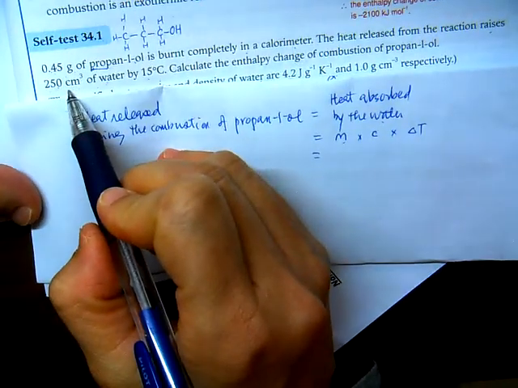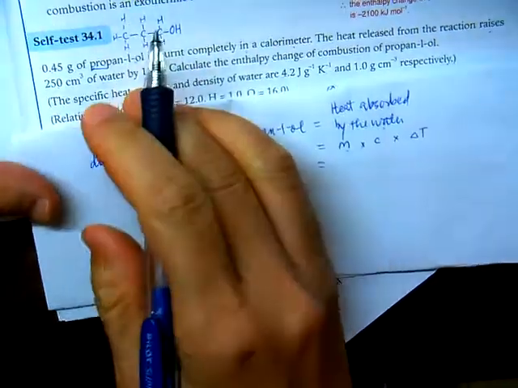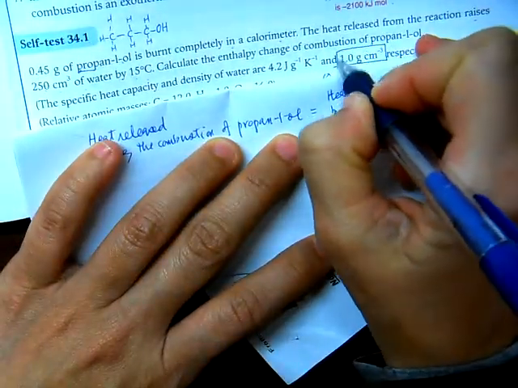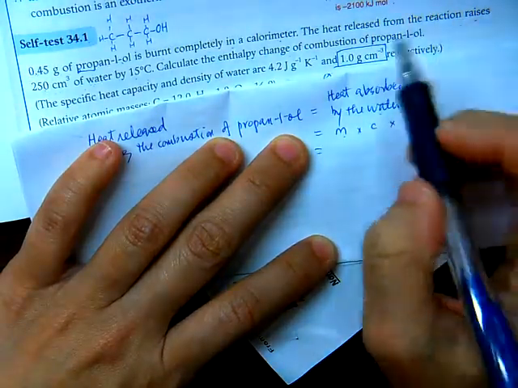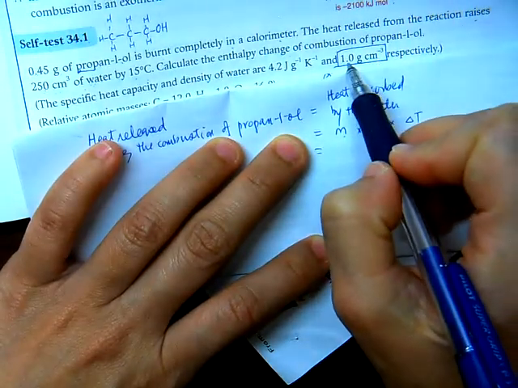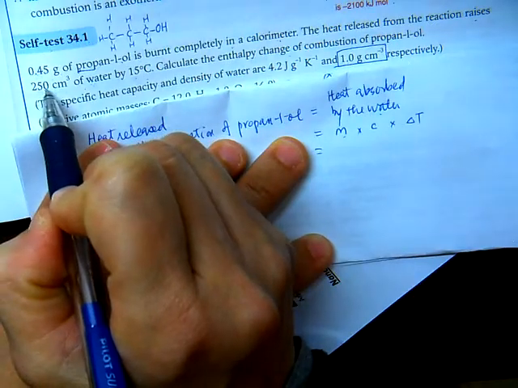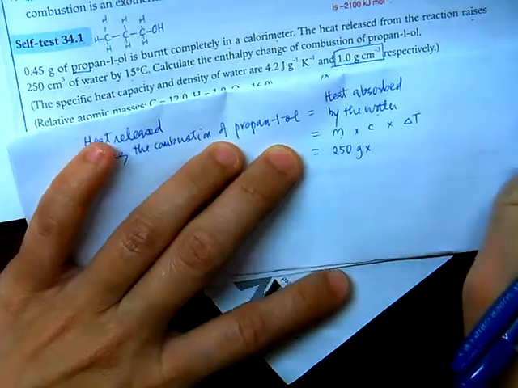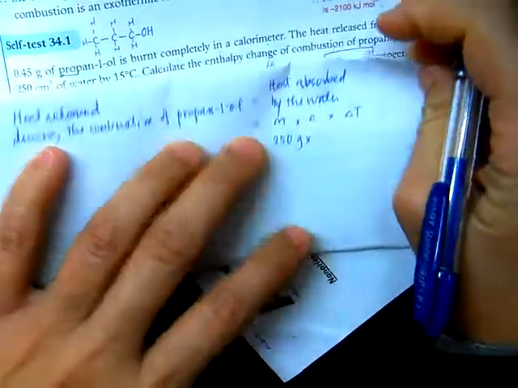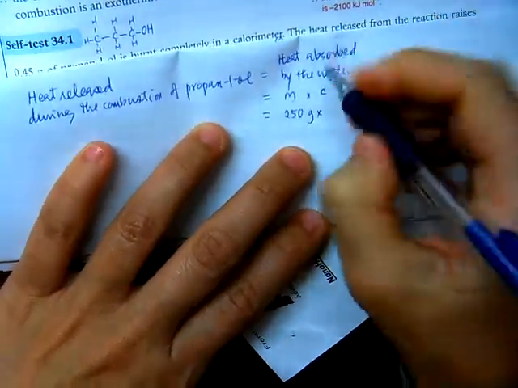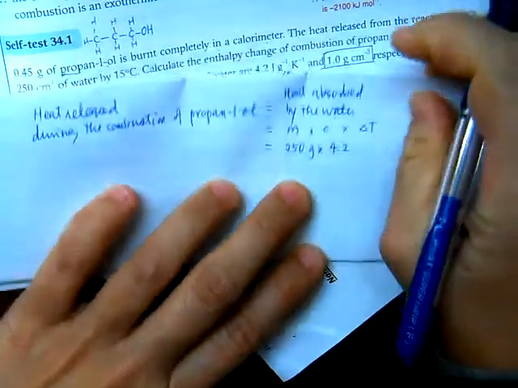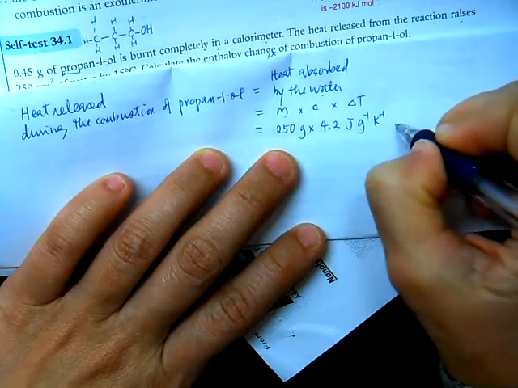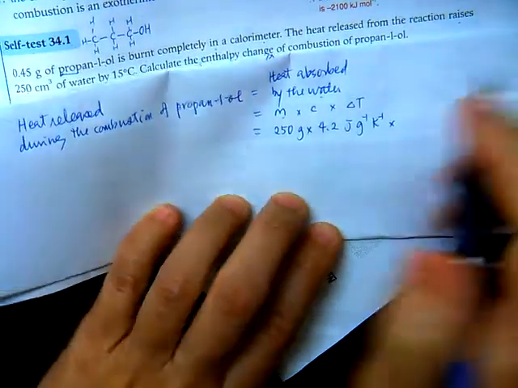We have 250 cm³ of water. And then look at an assumption. Density of water is 1 gram per cm³. That means 1 cm³ is 1 gram. So 250 cm³ is actually 250 gram. Do you understand? Times specific heat capacity of water, which is 4.2 joule per gram per Kelvin, times change in temperature.